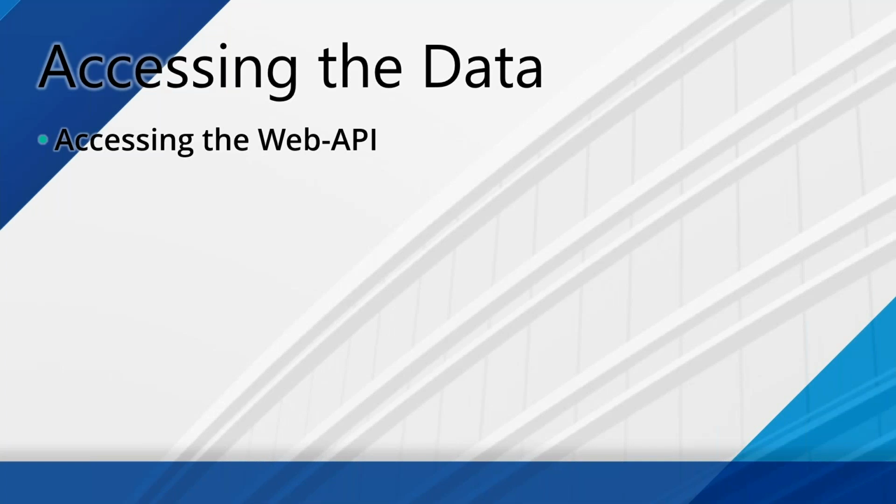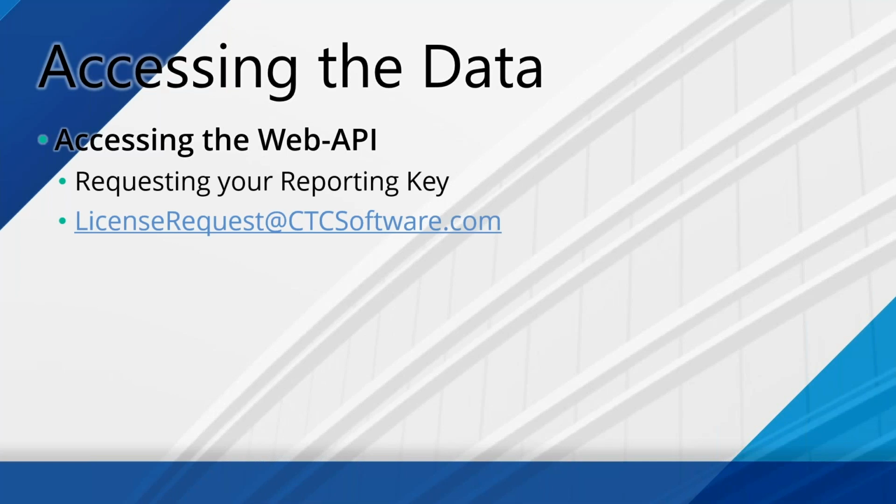So to get access to your data, you need to reach out and request your specific reporting key. You do that by emailing licenserequest@ctcsoftware.com and letting them know that you want to dig into the web API and that you need a reporting key. Your reporting key will be emailed back to you. It's going to be a GUID, just like Revit's shared parameter GUID. It's free again. You just get it by using CTC software, but we want to know who's leveraging it. So reach out and ask, and we'll send one over.